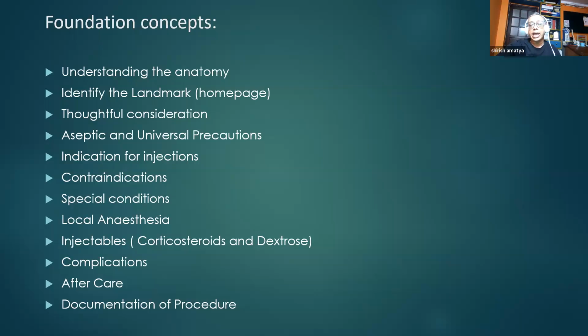Contraindications are almost as important as indications. And there are some special conditions, especially for injection of steroid and dextrose. We can give local anesthesia pre-procedure before injecting the main procedural drugs. And there are lots of injectables that can be used, but I'll be focusing more on corticosteroid and dextrose. A few of the complications related to this topic I'll be discussing, and after the injection or procedure, a few aftercare points as well as documentation of the procedure will also be discussed.